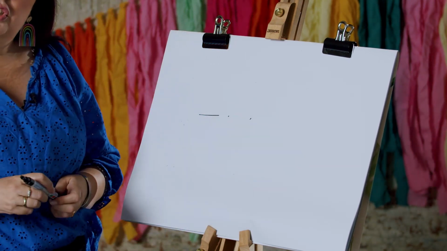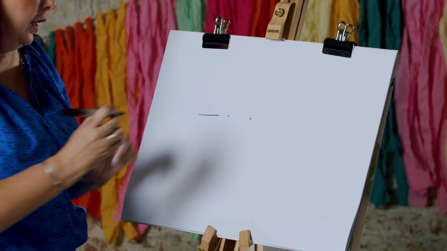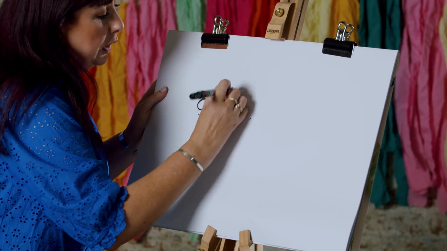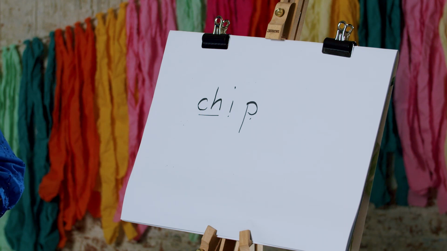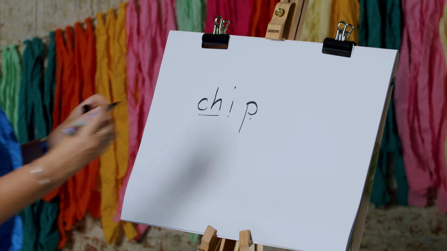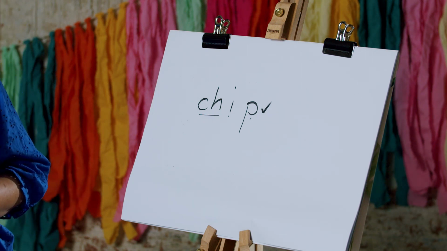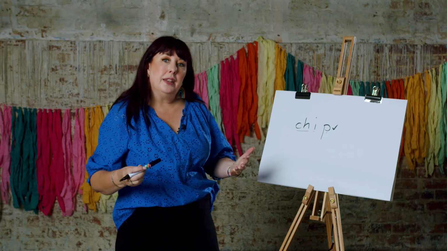You have a go at writing chip at home, but if you're not sure, you can watch me and we can do it together. You ready? I'm going to write CH says ch, ip. Does your chip look like my chip? If it does, give yourselves a tick. If it doesn't, that's okay. Fix it up and then give yourselves a tick. Good job. The next word we're going to write is when.